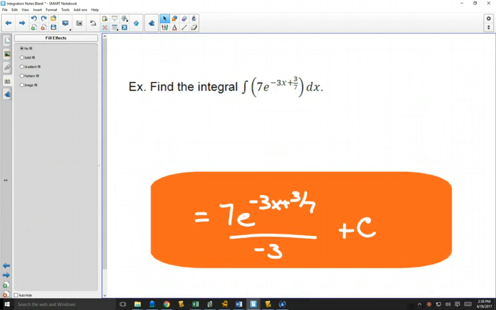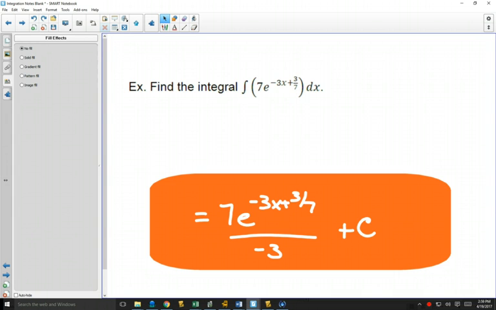All right, check your work. So the e to the x will stay exactly the same. And then we have to compensate for the fact that there would be a chain rule, so we divide by negative 3.